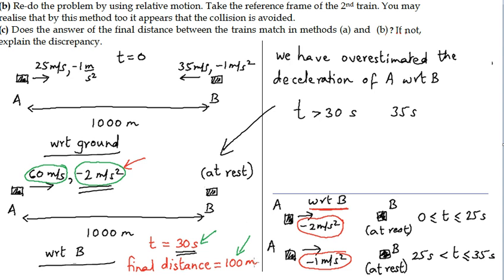And also we know that since the deceleration has been overestimated, train A will actually come to rest with respect to B after covering a larger relative distance, and hence the final distance between train A and B will be smaller than 100 meters. And of course we do know that the actual final distance between the two trains will be 75 meters from the first method that we did, that is in the ground frame.